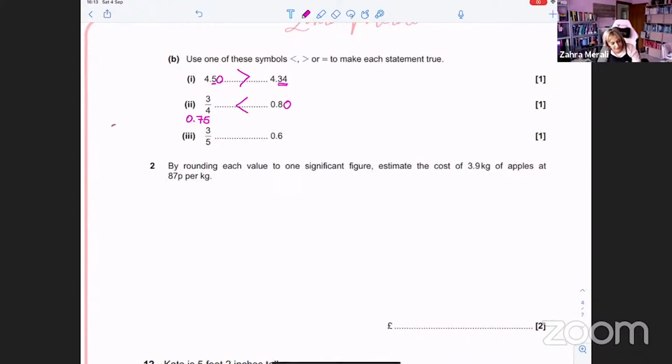3/5. Now remember, this is quite close to 10, so we can go straight to 10 by timesing by 2. So we get 0.6 and 0.6. Well, these therefore are equal.